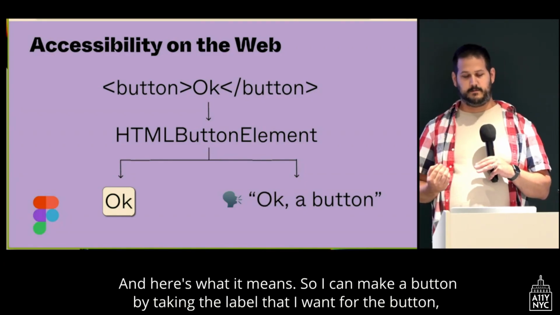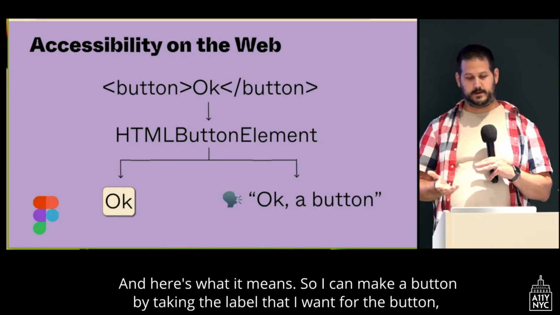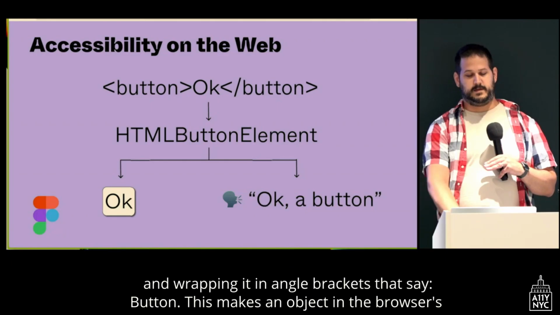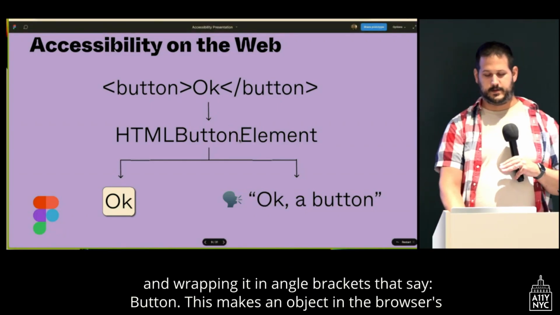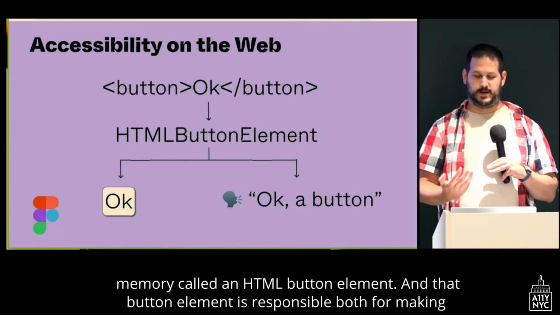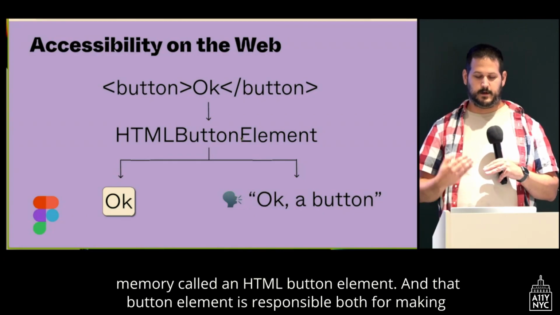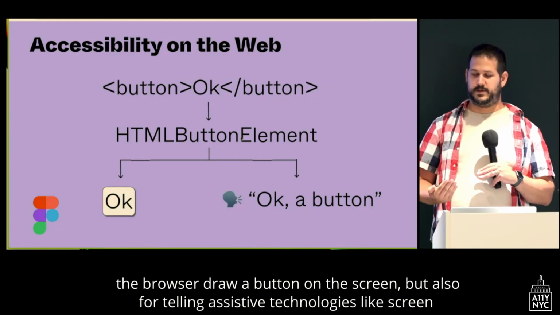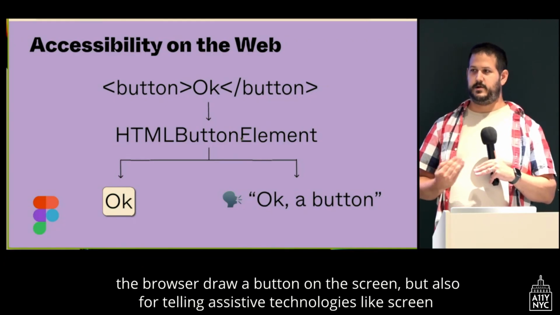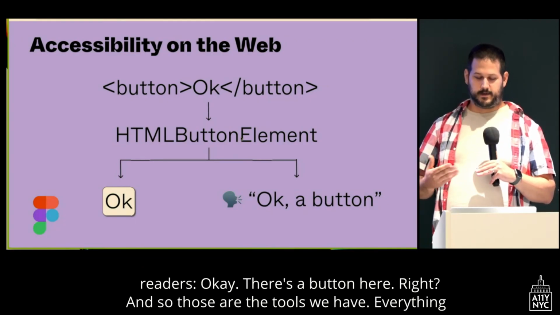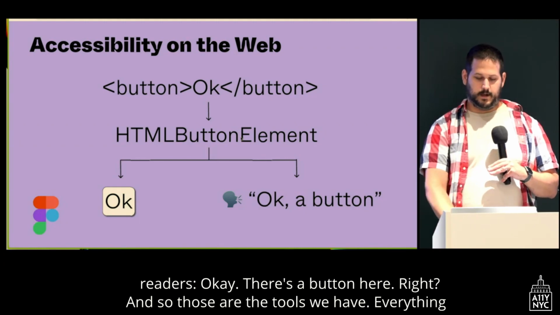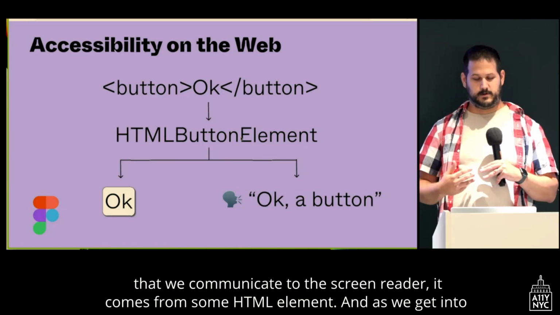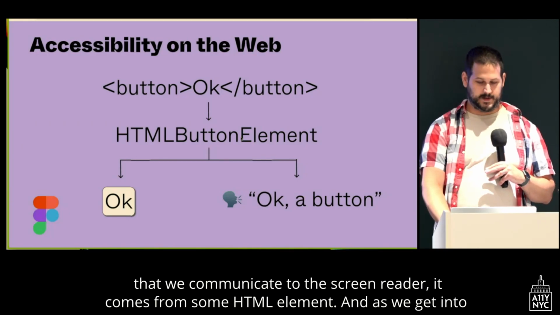So I can make a button by taking the label that I want for the button and wrapping it in angle brackets that say button. This makes an object in the browser's memory called an HTML button element. And that button element is responsible both for making the browser draw a button on the screen, but also for telling assistive technologies like screen readers, okay, there's a button here, right? So those are the tools we have. Everything that we communicate to the screen reader comes from some HTML element.